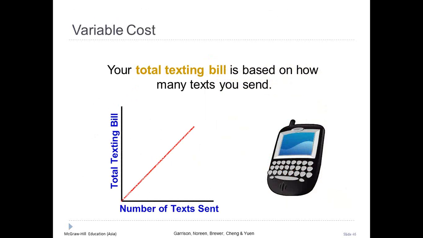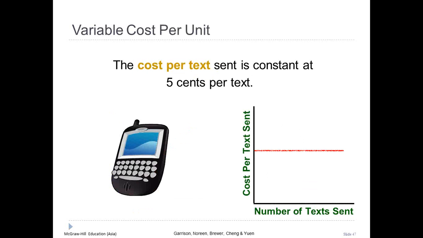A variable cost varies in direct proportion to changes in the level of activity. For example, if you don't have a texting plan on your cell phone and text messaging costs 5 cents per unit, your total texting bill increases with the number of texts you send. Although variable costs change in total as the activity level rises and falls, variable cost per unit is constant. So, for example, the cost per text message is constant at 5 cents per text.